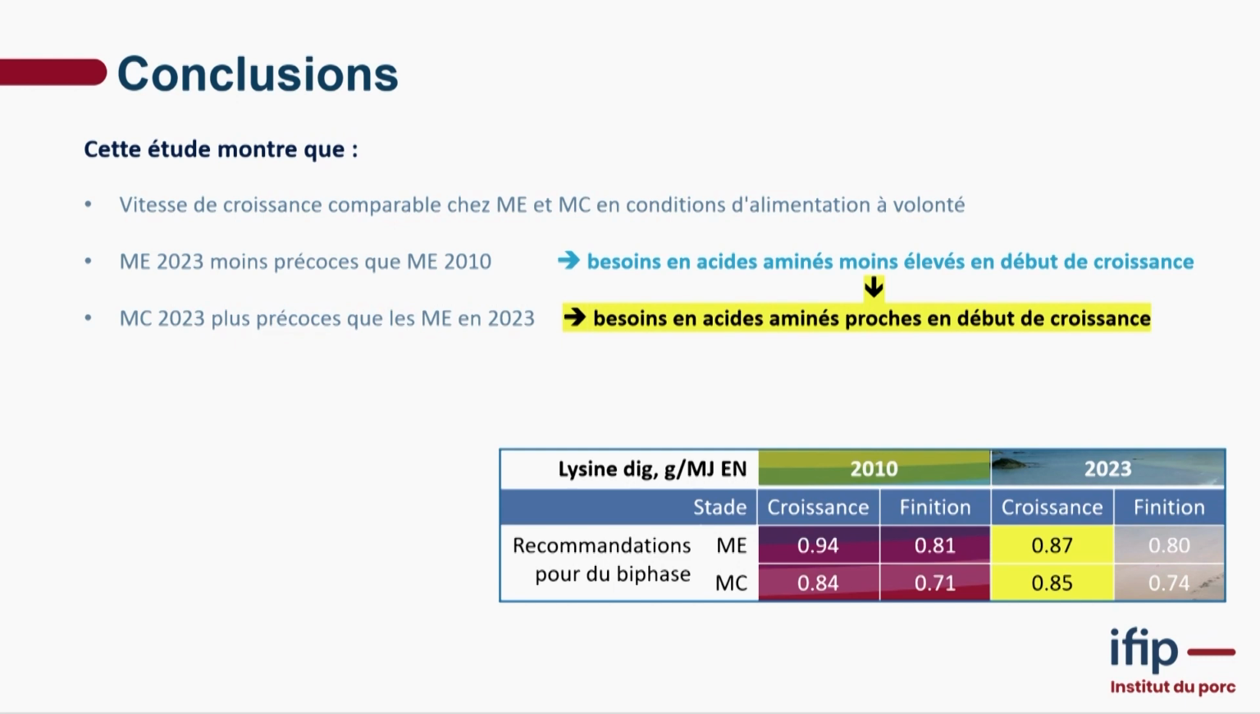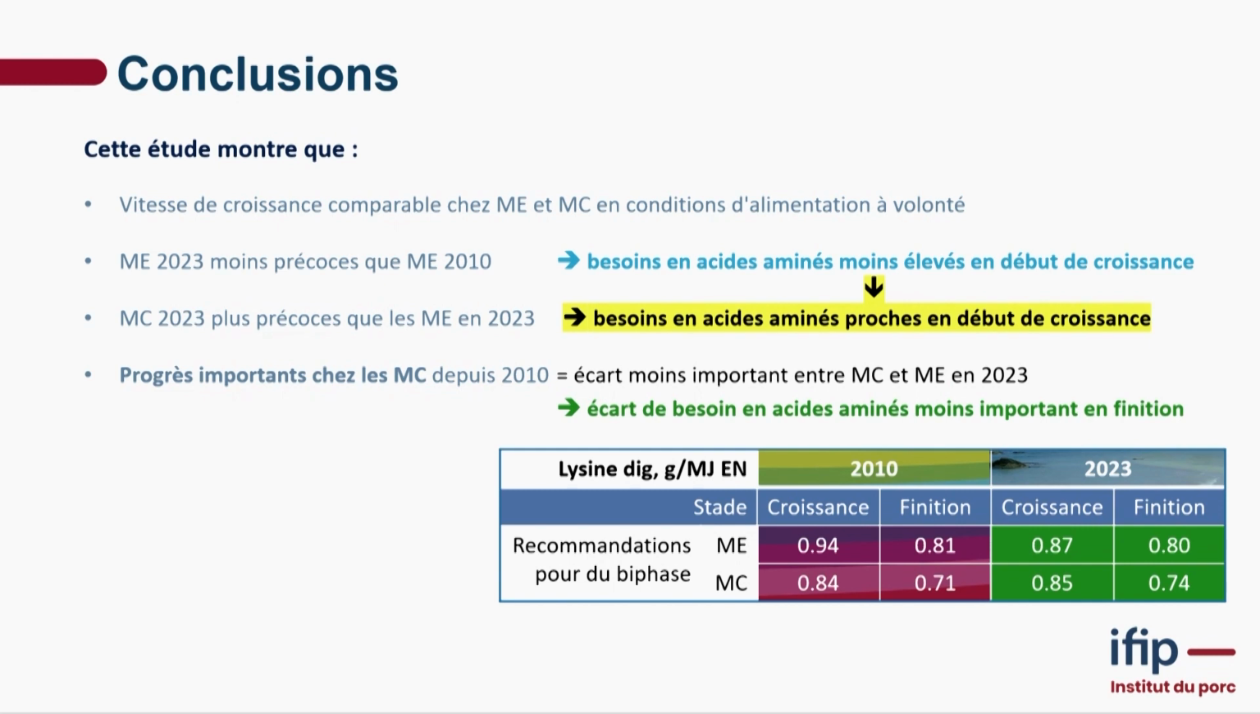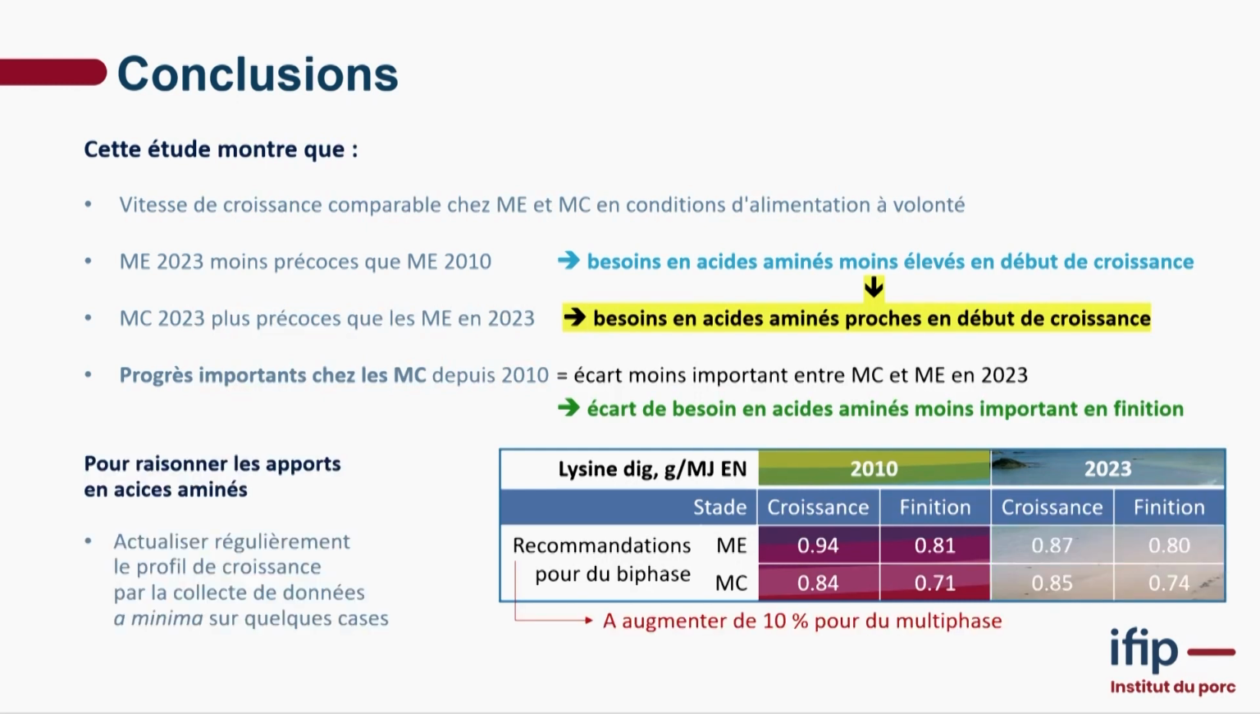Now look at the comparison with the castrated males. They are more precocious, which increases amino acid requirements at the beginning. Nowadays, we have very close, similar requirements between the two types of males. In general, we see more significant progress in the same time interval. So the difference in the requirements of the two groups is much closer. We're closing the gap, in other words.